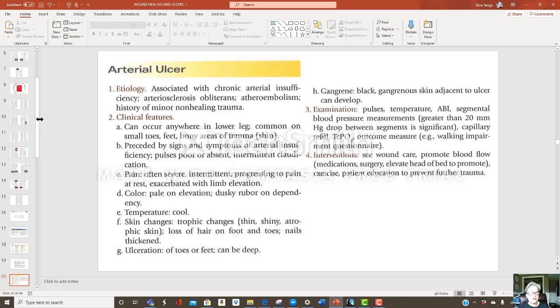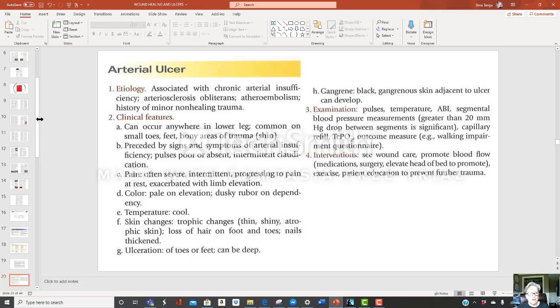Clinical features can occur anywhere in the lower leg, common on small toes, feet, bony areas of trauma, the shin. Preceded by signs and symptoms of arterial insufficiency, pulses poor or absent, intermittent claudication, pain, often severe, intermittent, progressing to pain at rest, exacerbated with limb elevation.